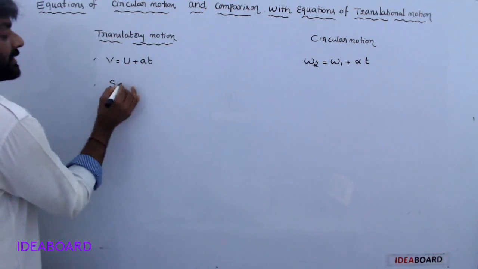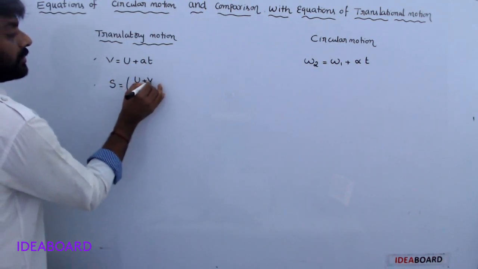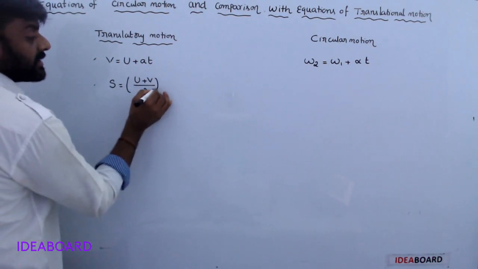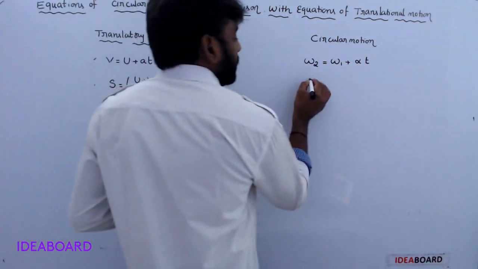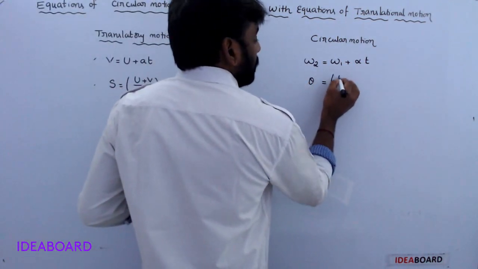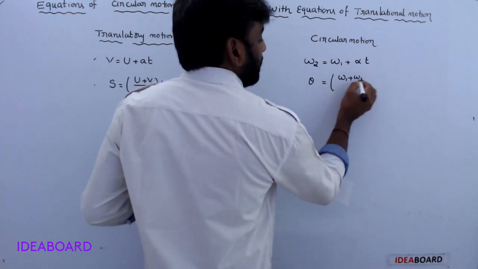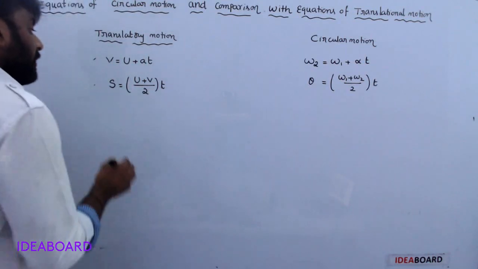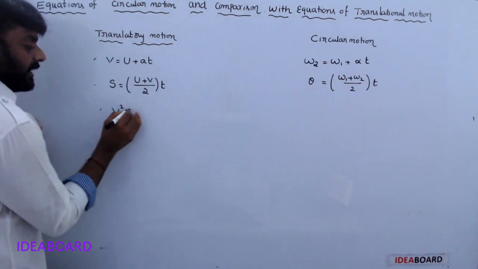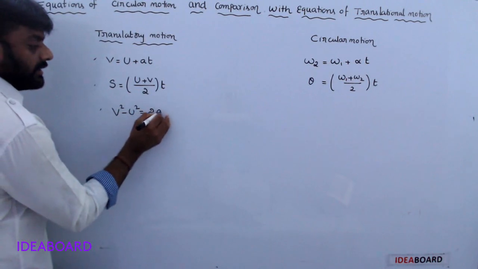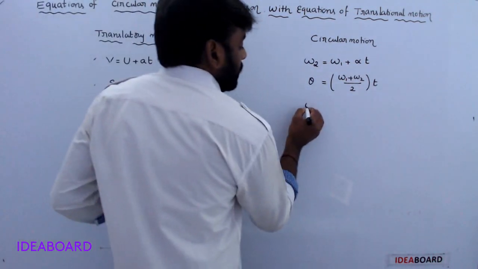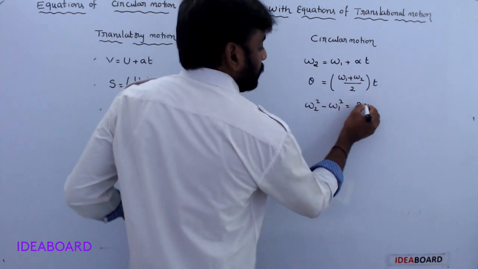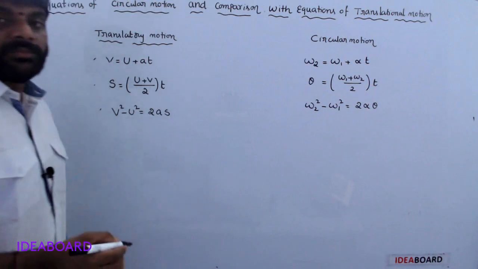Now s, displacement, is equal to average velocity into time. Here theta is equal to (omega 1 plus omega 2) by 2 into t. Next, v square minus u square is equal to 2as. Here omega 2 square minus omega 1 square is equal to 2 alpha into theta.